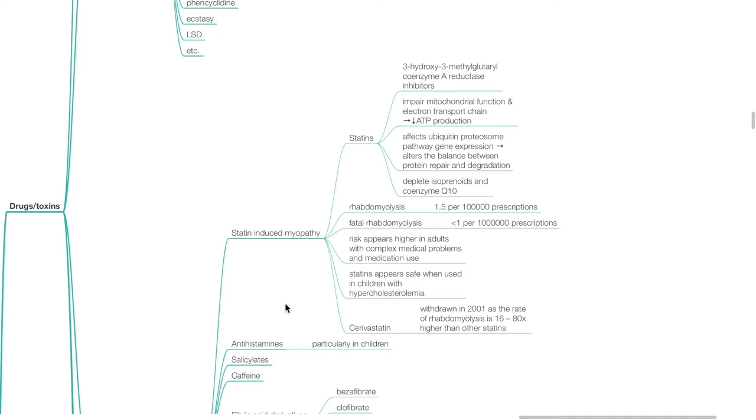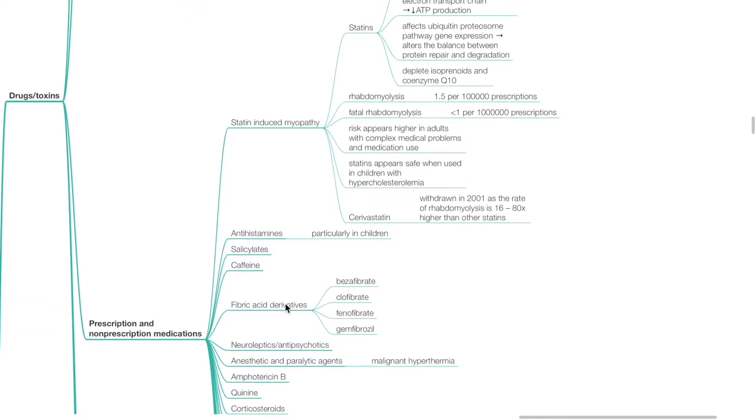Rhabdomyolysis occurs in 1.5 per 100,000 statin prescriptions. Fatal rhabdomyolysis occurs in less than 1 per million prescriptions. The risk appears higher in adults with complex medical problems and medication use. Statins appear safe when used in children with hypercholesterolemia. Cerivastatin was withdrawn in 2001 as the rate of rhabdomyolysis is 16 to 80 times higher than other statins.